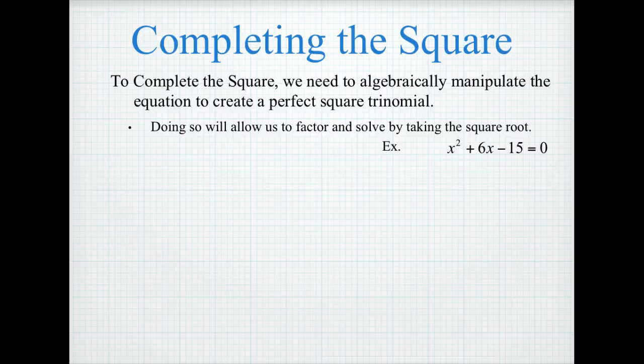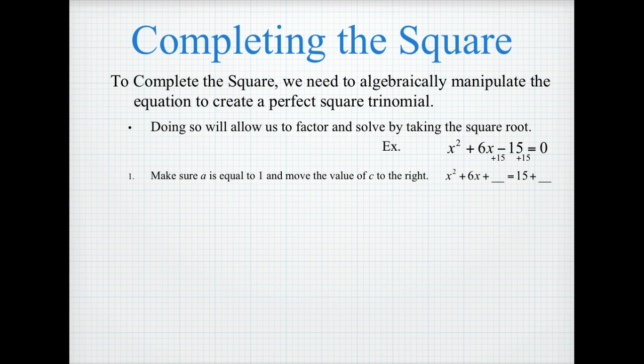In our first equation, we have x² + 6x - 15 = 0. The first step in solving by completing the square is to make sure a is equal to 1 and move the value of c over to the right side of the equation. In our first equation, a is already equal to 1. So the only task I have to accomplish in completing step 1 is to add 15 to both sides.